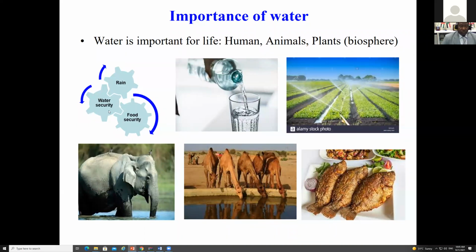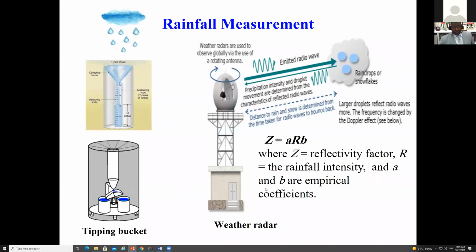Water security and food security are at the top of the agenda for any country, because of drinking, agriculture, food security, animals, wildlife, all of these. I'm going to focus on rain and how remote sensing is used to estimate rain.